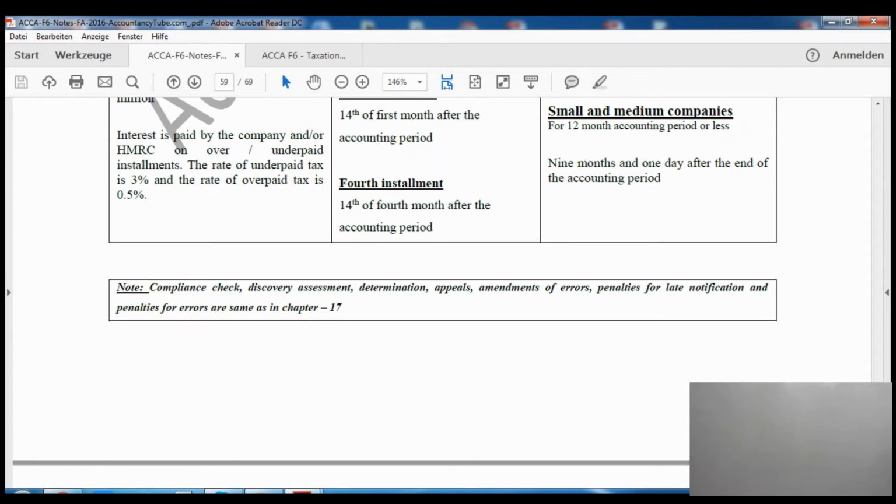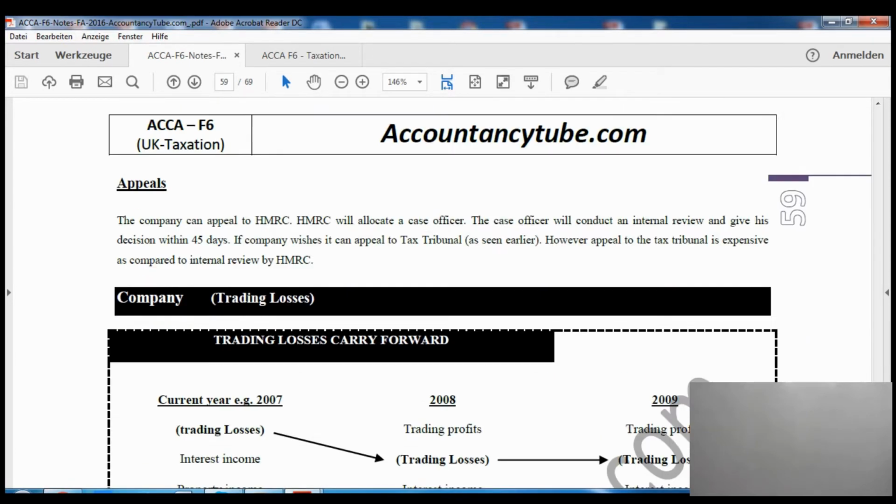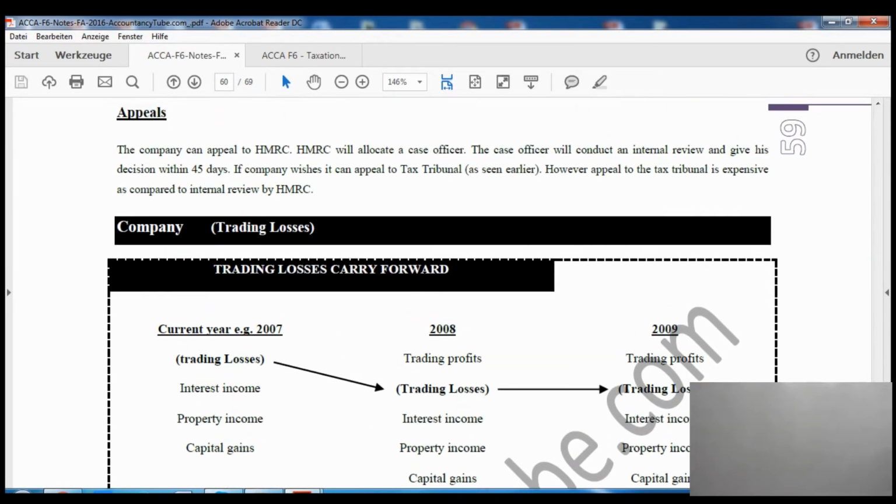Now if you're a small or medium sized entity, then the payment date is 9 months and 1 day after the accounting period, if you have a 12 months accounting period or less than that, in both cases. Then it says compliance check, discovery assessment will be exactly the same as we have seen earlier in the income tax section. And then it says appeals.